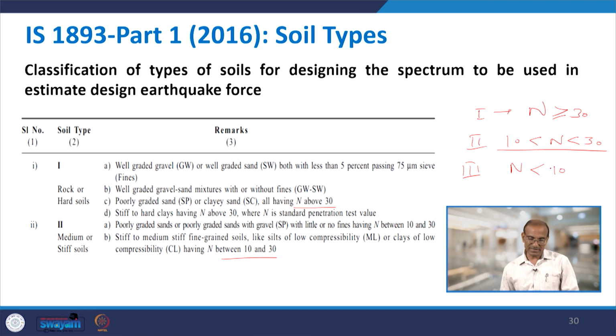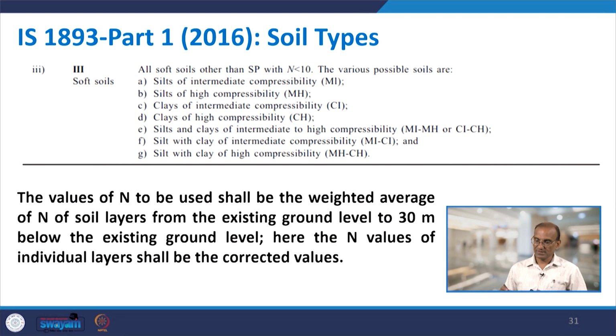So, if n is less than 10, then you say that it is medium or weak soil or soft soil. How is this defined? The values of n to be used from this table shall be the weighted average of the n of soil layers from the existing ground level to 30 meter below the existing ground level. So, you calculate the values from the top up to 30 meter, but if refusal comes, then you need to count those layers only.